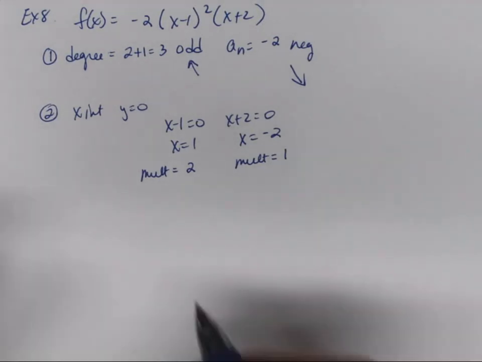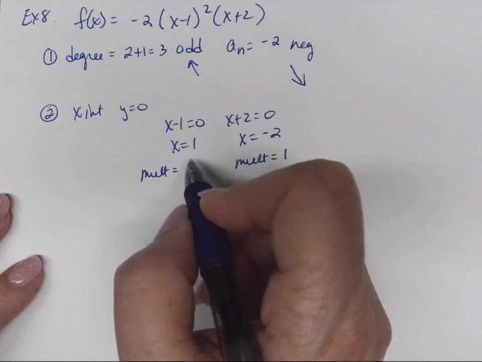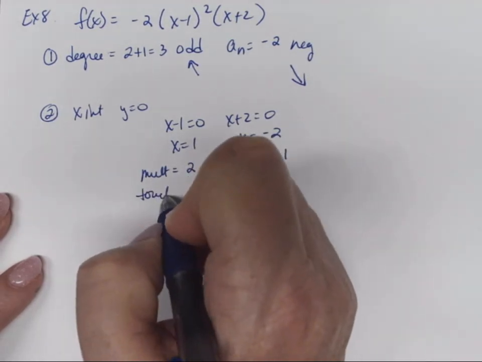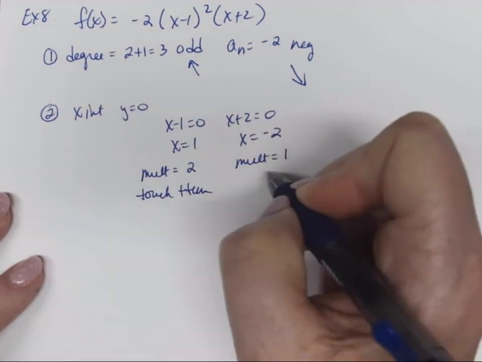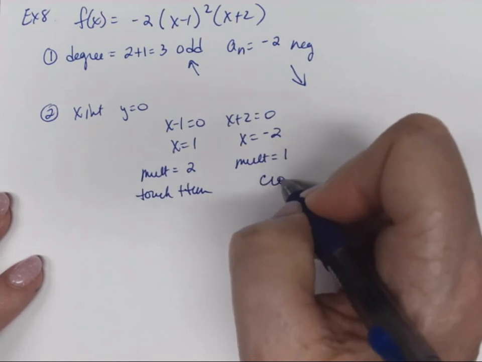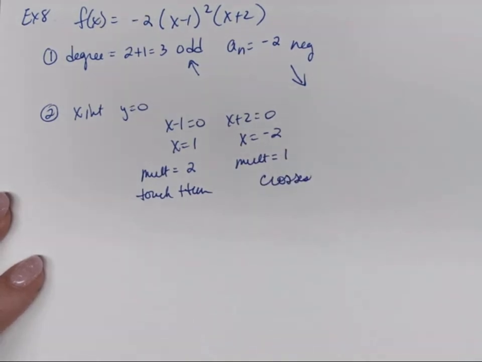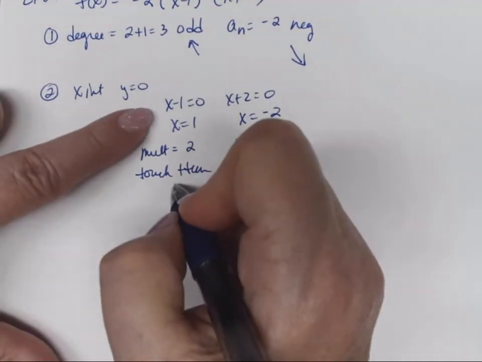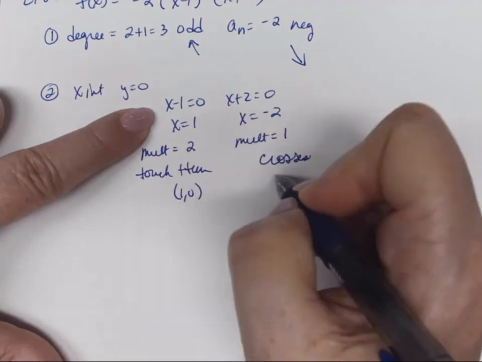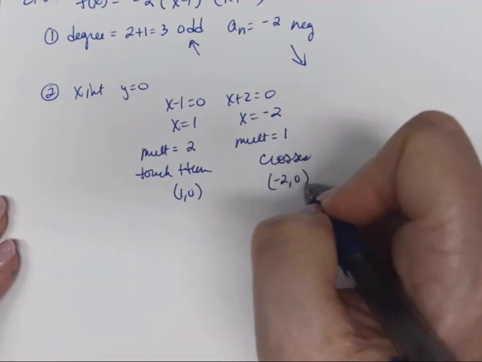All right, so what does that mean? Well, at 2, that's an even one, so that's going to be touch and turn. And at multiplicity of 1, it's going to cross. So, what does the point look like? Well, that's going to be (1, 0), and this will be (-2, 0).